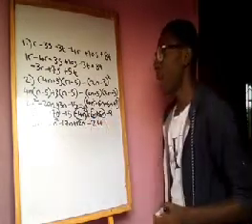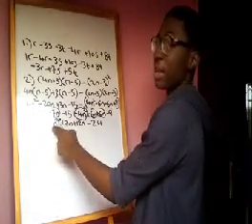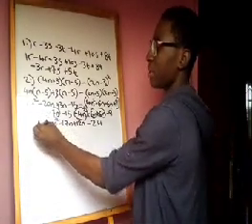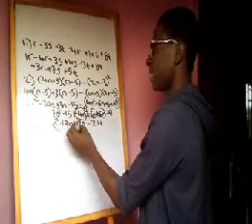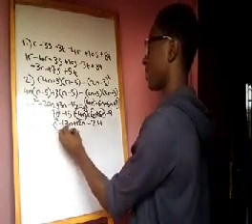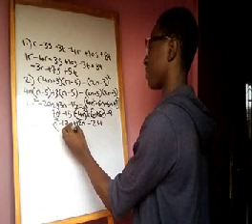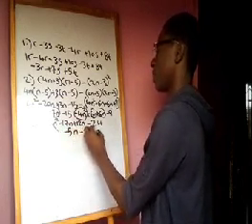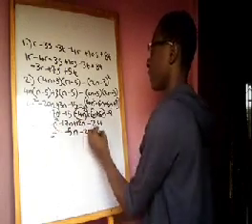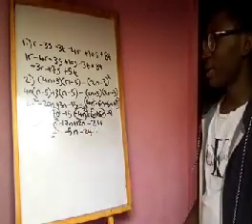Now look at this. This is 4n squared minus 4n squared. That cancels out, and that will leave minus 17n plus 12n, which is minus 5n, minus 24. So that would be our final answer. Our final answer is minus 5n minus 24.